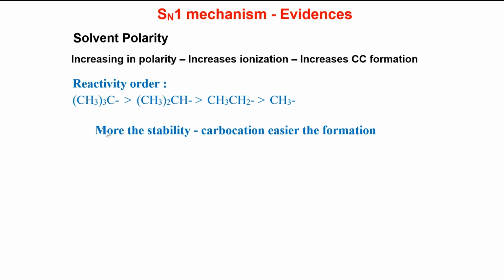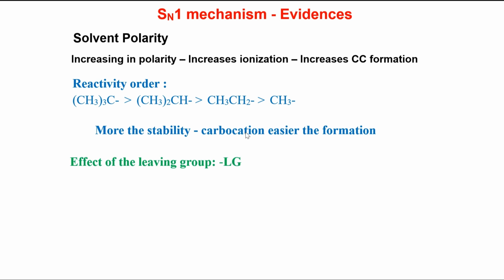It in turn indicates that carbocation is the intermediate formed in the reaction. Carbocation, as we know, cannot be isolated, but we can give indirect evidence that carbocation has been formed in the process of the conversion of the starting material to the product.